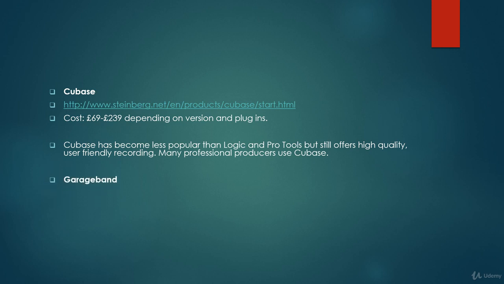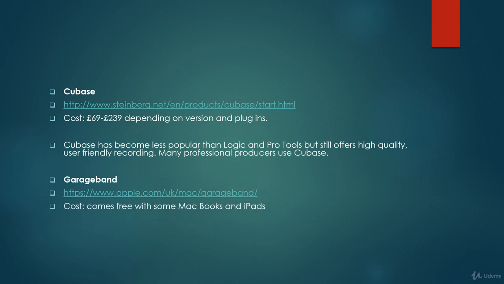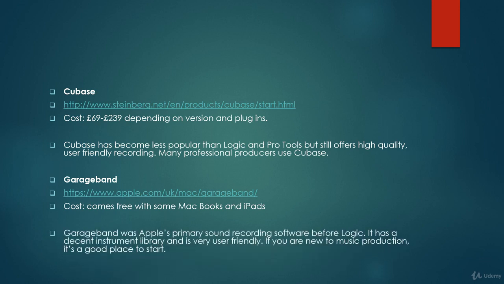Then there's GarageBand. If you have a MacBook or an iPad, it probably came with GarageBand, so it's free. It's very user-friendly. It's very easy to master. It was Apple's primary sound recording software before Logic came along. It has a decent instrument library and it's very user-friendly. If you're new to music production, it's actually a really good place to start.